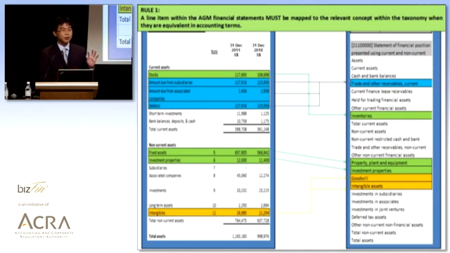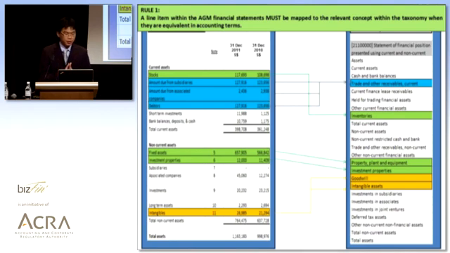So in this case, the print screen here actually is, on the left side of the screen, a sample balance sheet that you have for your financial statements. And on the right side of the screen is actually the list of taxonomy elements which you have to map elements from your balance sheet to.